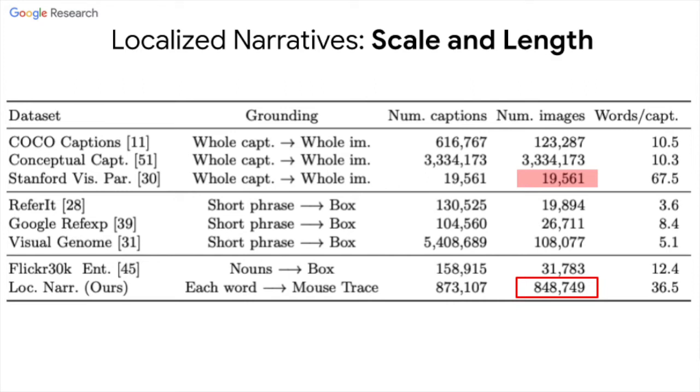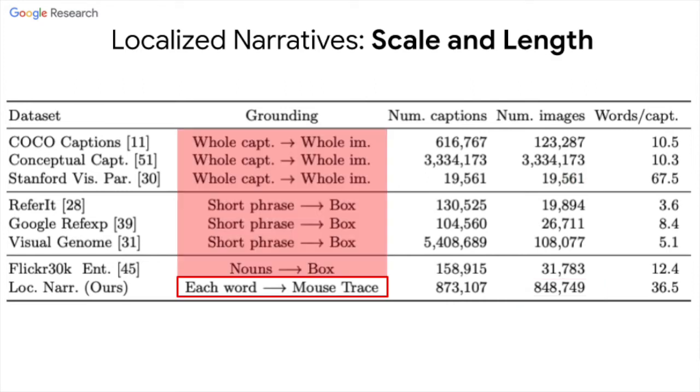More importantly, localized narratives are the first to provide grounding for every word of the caption. On top of that, the grounding is in the form of a mouse trace, compared to a bounding box or the whole image as in all previous approaches.